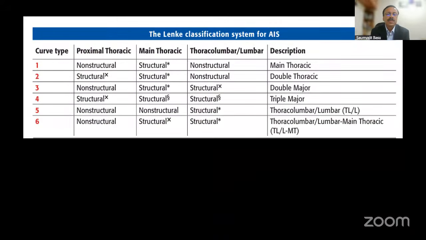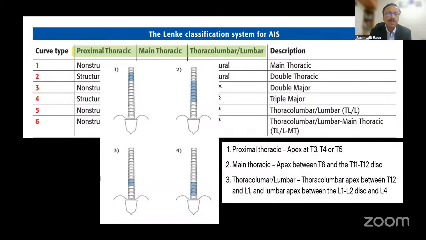I don't think I'll go into the details of this because the audience, most of them are mature spine surgeons, and they know that there are 6 types of curves. And there are 3 regions of the spine: the proximal thoracic, the main thoracic, and the thoracolumbar lumbar. This is the proximal thoracic with apex at T3, 4, or 5, main thoracic T6-2 to T11-12 disc, and the thoracolumbar lumbar, in which the thoracolumbar apex is between T12 and L1 for a thoracolumbar lumbar curve, and for the lumbar apex, it is anywhere between the L1-2 disc and L4.